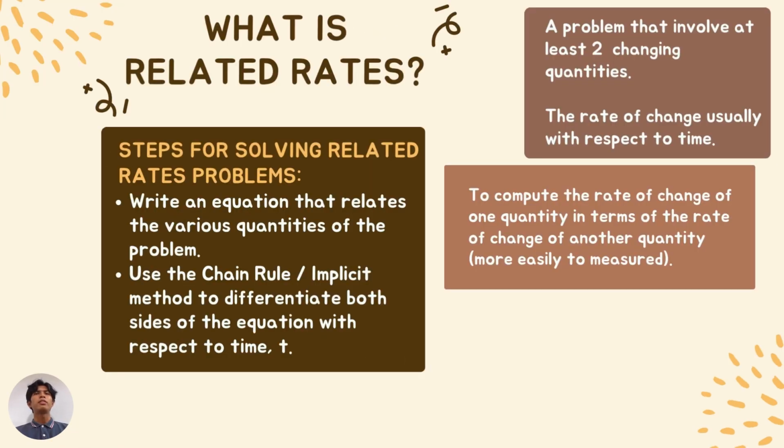So what is related rates? Related rates is a problem that involves at least two changing quantities, the rate of change usually with respect to time. The function of related rates is to compute the rate of change of one quantity in terms of the rate of change of another quantity that is easier to measure. The steps for solving a related rates problem are: write an equation that relates the various quantities of the problem, and use the chain rule or implicit method to differentiate both sides of the equation with respect to time.